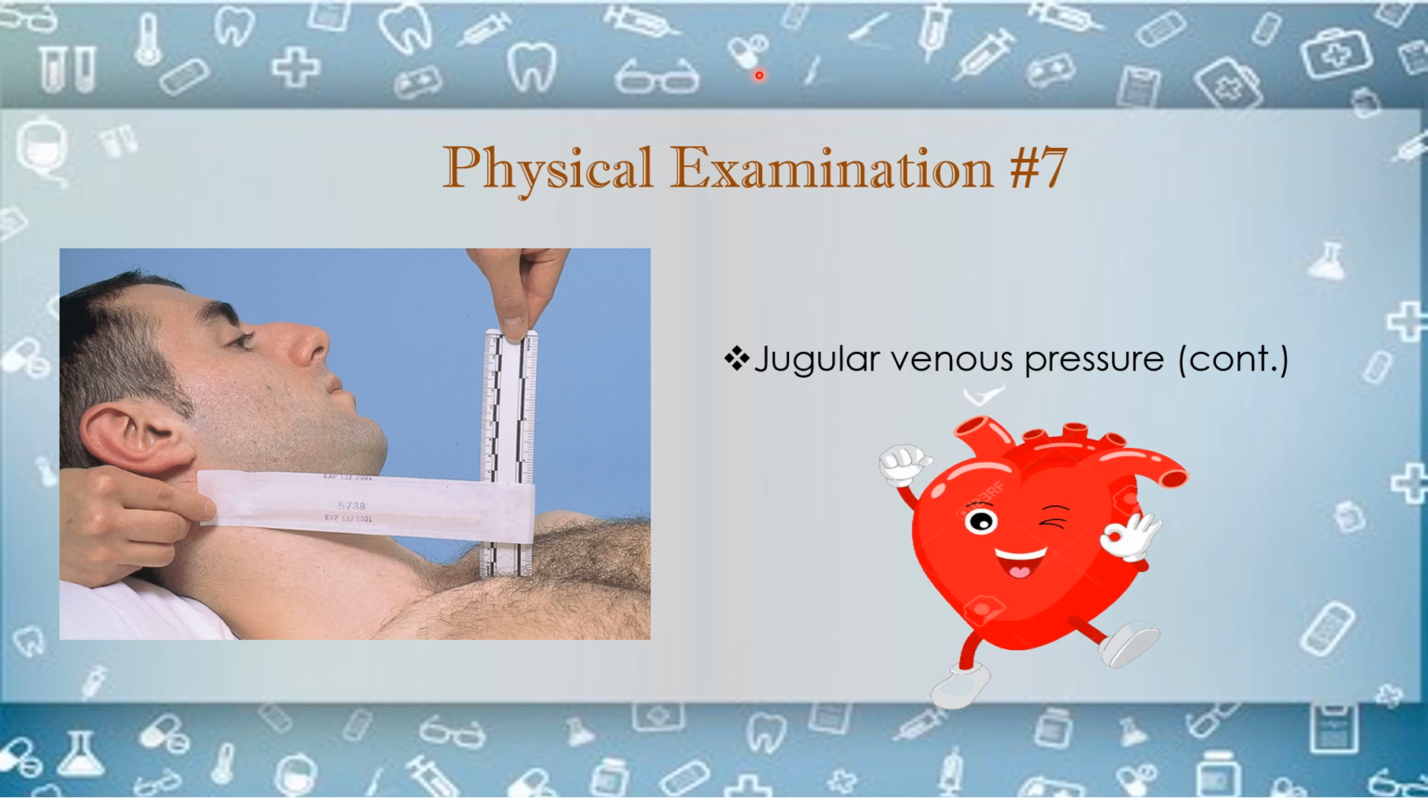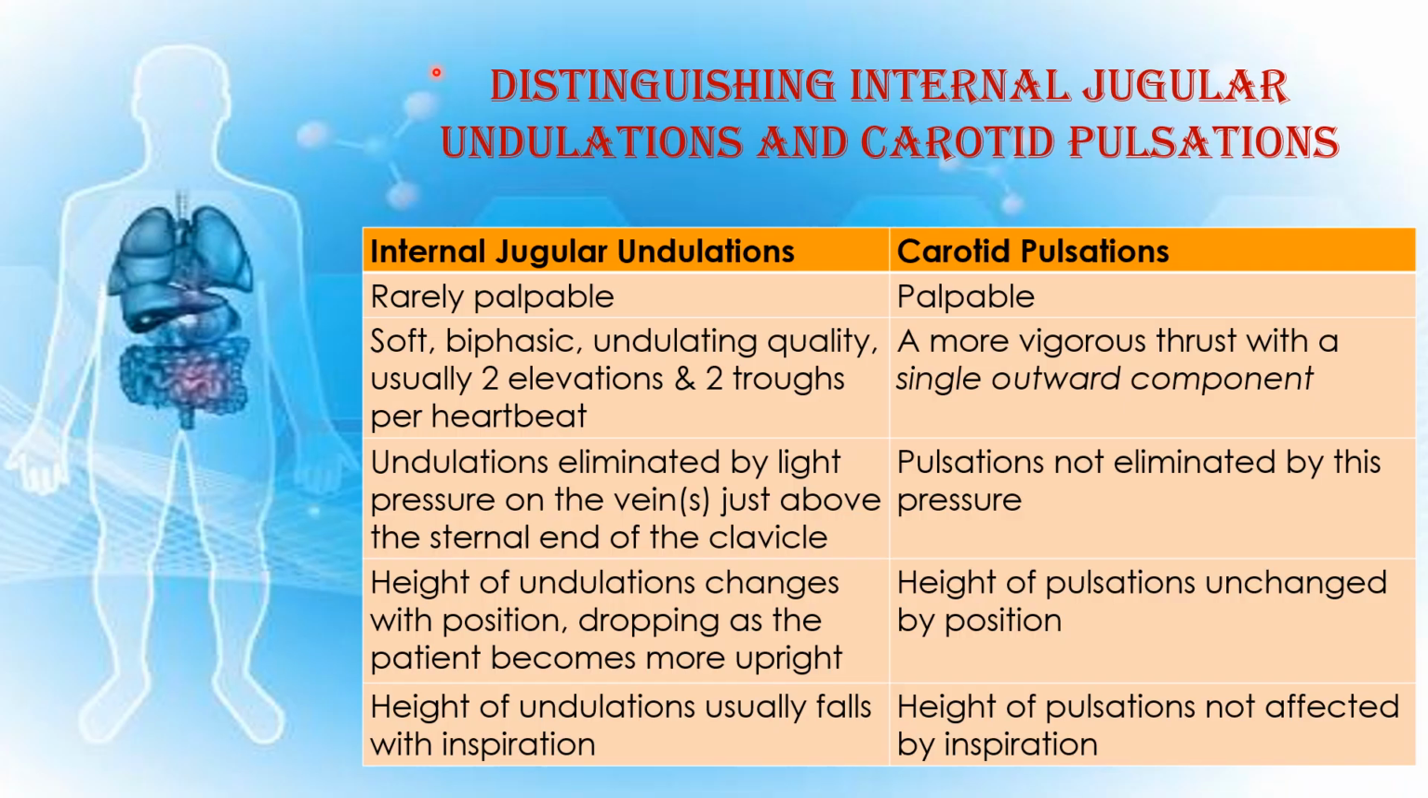You have to remember that venous pressure measured at greater than 3 centimeters, so this is the measurement, is considered abnormal. So this is how you will measure it. For the instructions, you can check your book.